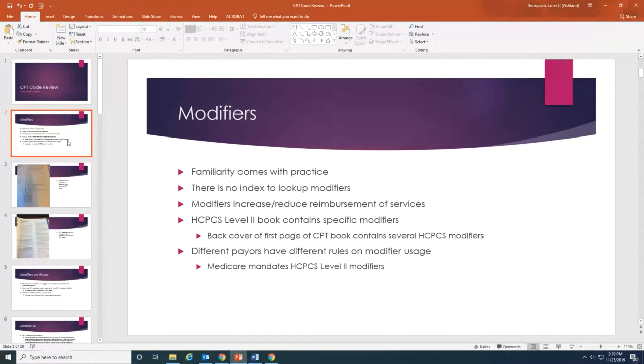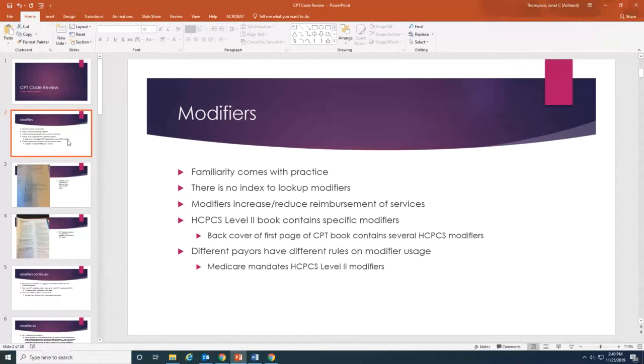Another thing to keep in mind is modifiers will either increase or reduce reimbursement of services. That's why they are added. There are lots of instances where certain CPT codes cannot be billed together due to the National Correct Coding Initiative edits, as they call them, and we learn about this in medical insurance class. We download the spreadsheet where we can compare CPT codes, and it shows what codes are allowed to be billed together and which ones are not, and sometimes that rule can be bypassed with a modifier.